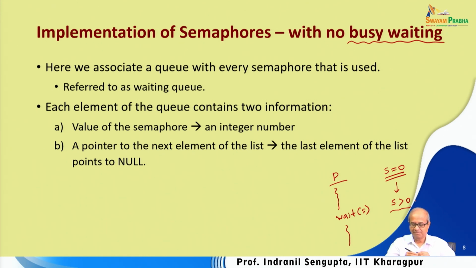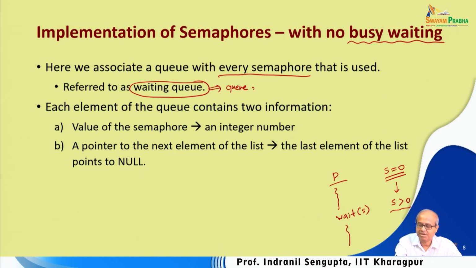Okay. So, you see, with every semaphore we are associating a queue. This is referred to as the waiting queue. So, what does this waiting queue indicate? This waiting queue is basically a queue of the processes. Waiting queue is nothing but a queue of processes waiting on the semaphore.